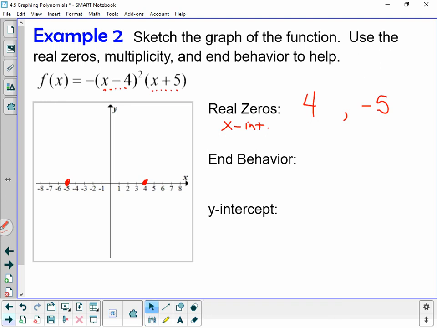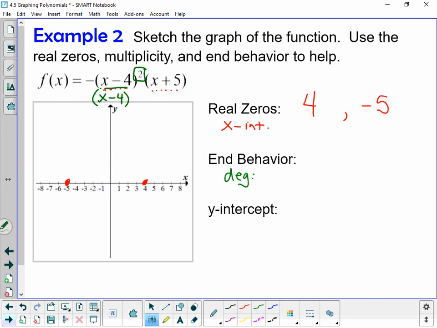Now let's look at our end behavior. The end behavior of this function, well, we have to think about what degree it is. And we have to decide if the degree is even or odd. Well, this factor, remember that the power here is just shorthand for that factor is repeated, that it has a multiplicity of 2. So we have two factors of x minus 4, and then of course we have a factor of x plus 5. So altogether, this function has 3 linear factors, so it's degree 3, which is an odd number.